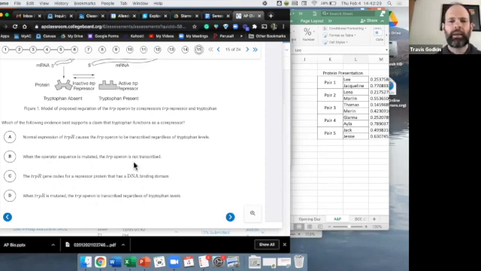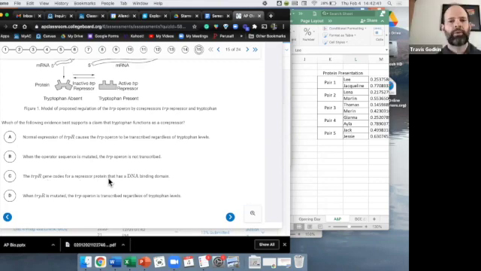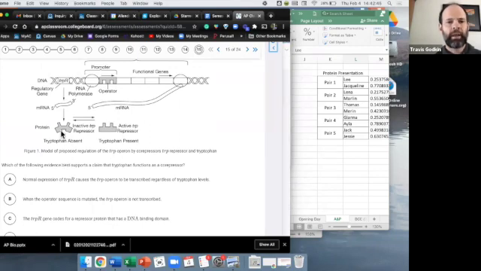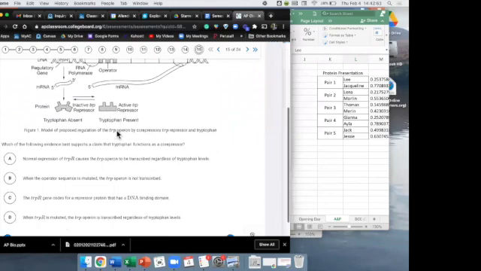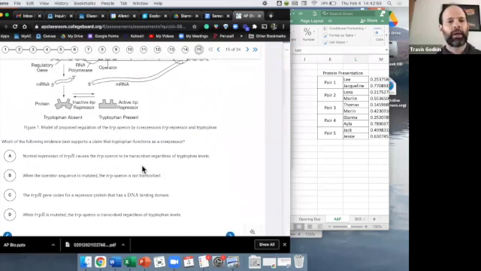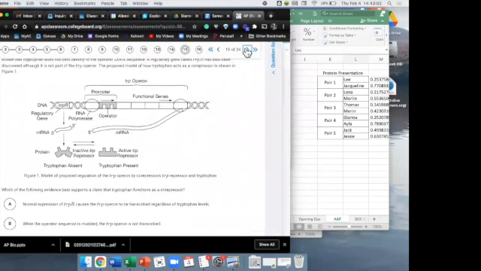I agree, C is a tough answer to ignore. Of all the wrong ones, I feel like that's okay-ish. The TRPR gene codes for a repressor protein that has a DNA binding domain, but it doesn't bind with DNA, it binds with the tryptophan molecule. I like that you did a good job at ruling out A and B. Thank you. You're welcome. All right.